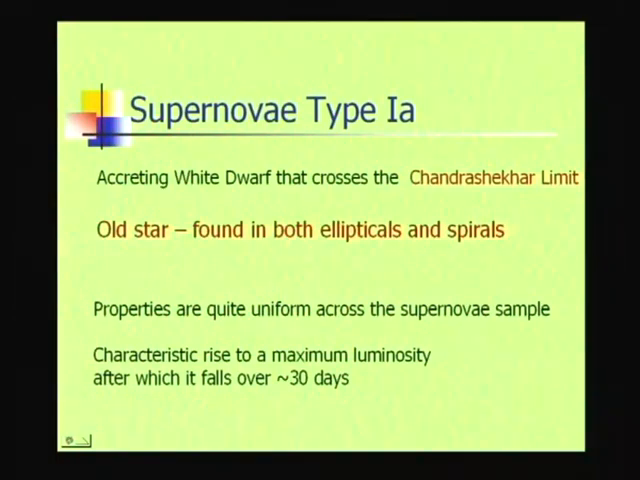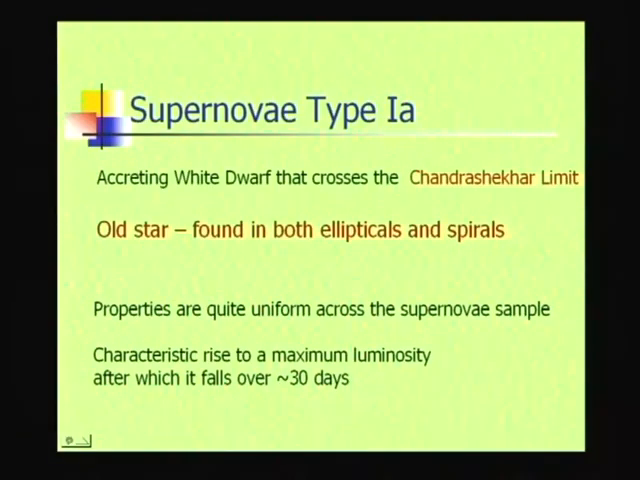These supernova of type 1a, unlike other supernova, occur in old stars of mass around 1 solar mass. These are white dwarfs, so masses of the order of 1 solar mass. So such stars occur in both ellipticals and spirals. So you are not restricted to only spiral galaxies. Many other types of supernova occur only in the very massive stars, so you are restricted to spiral galaxies, whereas supernova of type 1a occur in both ellipticals and spirals. Now the properties of these supernova are quite uniform across the entire supernova sample. This is not true for supernova of type 1b or type 2, etc.